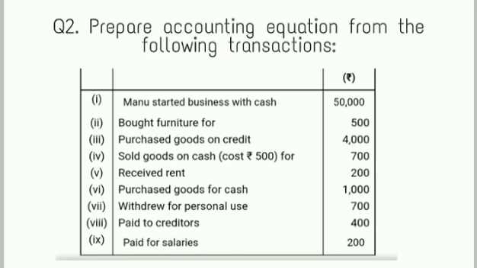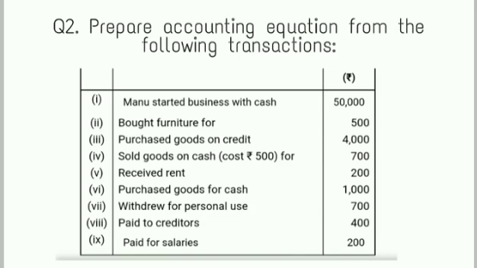Then we are purchasing goods on credit. That means stock will increase but so will the creditors. There will be no change in the cash balance. Then we are selling goods of 500 rupees for 700. So there will be a reduction of 500 in the stock, increase of 700 in cash, and there will be an increase in capital of 200 rupees. That is for profit. Rent received, so cash and capital will increase by 200 rupees.